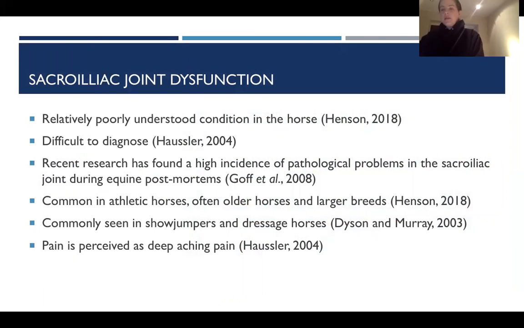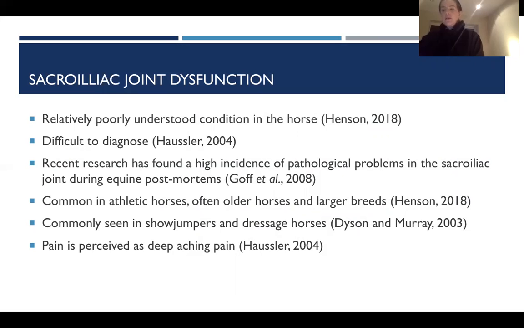Sacroiliac joint dysfunction is a relatively poorly understood condition in the horse, and changes to the joint are difficult to diagnose. This is due to the mild chronic clinical signs and the location of the joint. In the past, it was called the dustbin diagnosis, as diagnosis was only given when there was no other explanation for the cause of the symptoms. Recent research has found a high incidence of pathological problems in the sacroiliac joint during equine postmortems. This has enabled advances to establish correct and a more thorough diagnosis.